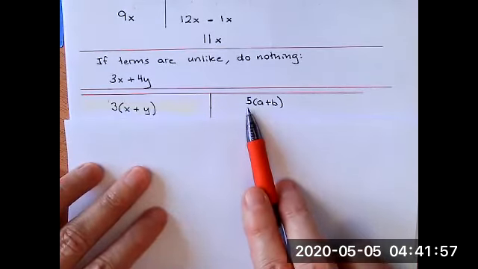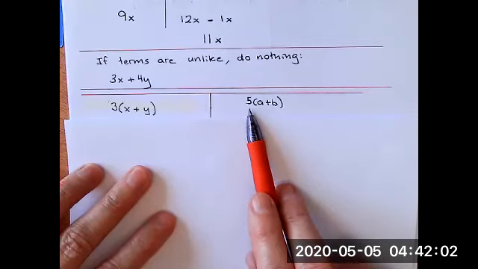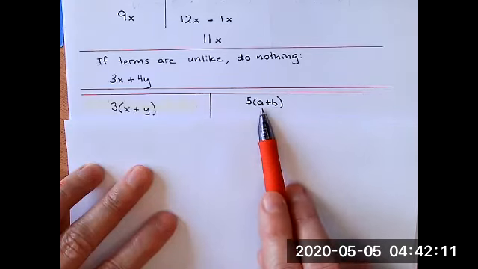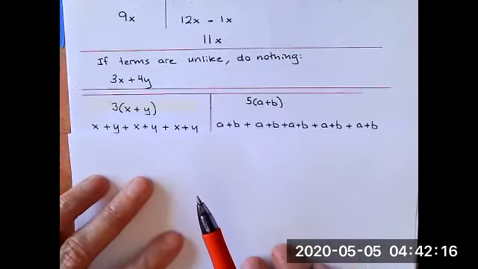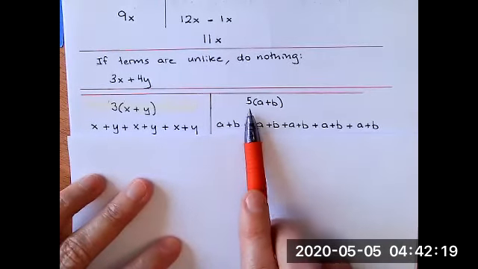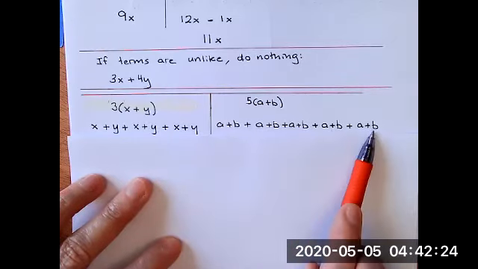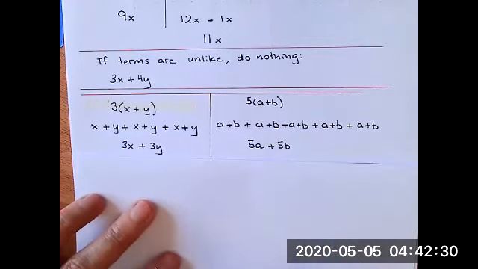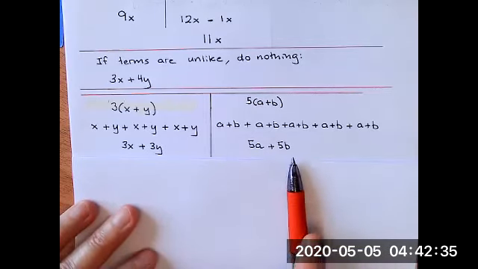If you have 5 times the quantity of a plus b, well, again, we have a factor on the outside, unlike terms on the inside. So these cannot be combined. But if you have 5 times something, that means you add it together 5 times. 5 times a plus b is a plus b 5 times. Well, a and a and a and a and a make 5a, and 5 b's make 5b.